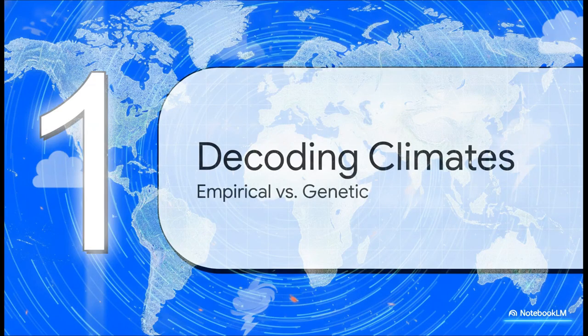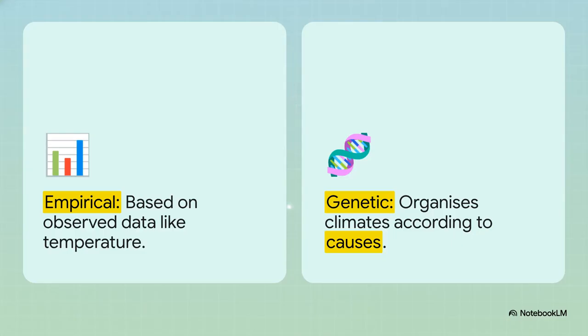All right, Section 1, Decoding World Climates. Let's look at empirical versus genetic classification. So to get our scientific baseline, we really have to ask, how do researchers actually organize something as impossibly massive as global weather patterns? Well, broadly speaking, scientists use two different approaches. A genetic classification tries to organize climates based on their underlying causes.